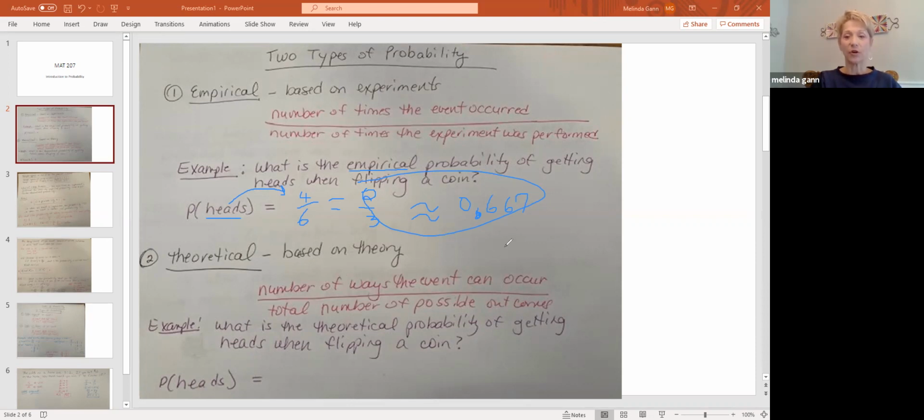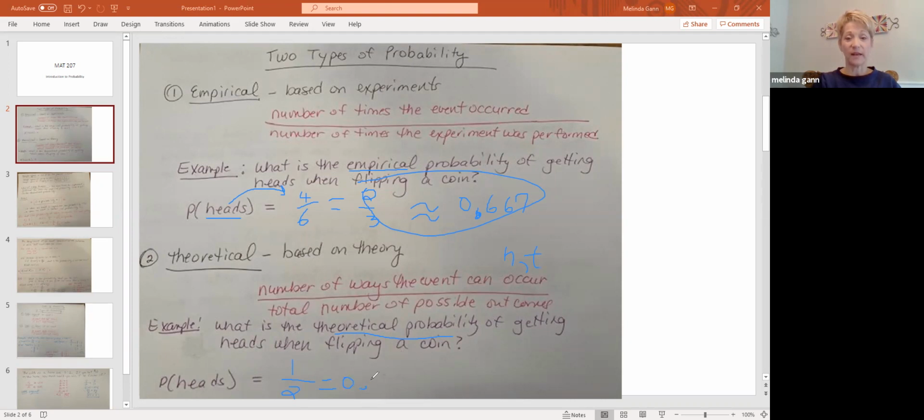Okay, so think about it. When you're flipping a coin, what are all the things you could get? I'm going to put H for heads. You'd get heads, or you could get tails. So what's the theoretical probability of getting heads when flipping a coin? Well, on the bottom, look what it says, total number of possible outcomes. So when you're flipping a coin, do you see you can only get 2 possible outcomes, either heads or tails? All right, of those 2 outcomes, how many are heads? Only 1. So you could give me 1/2, or you could give me 5/10.